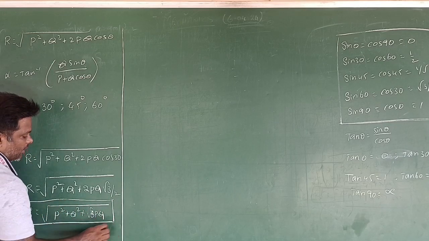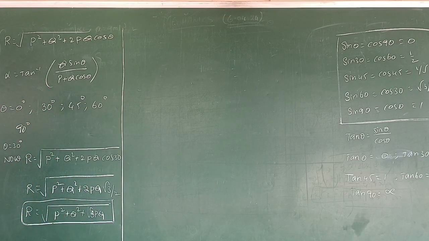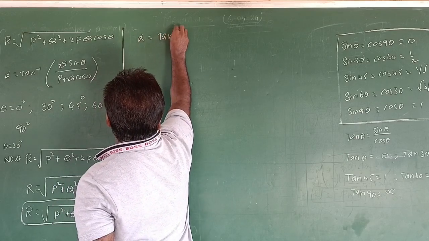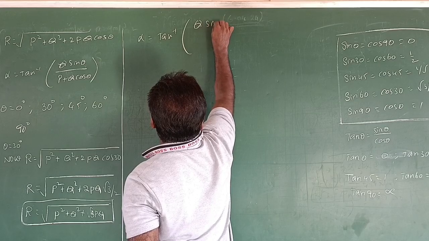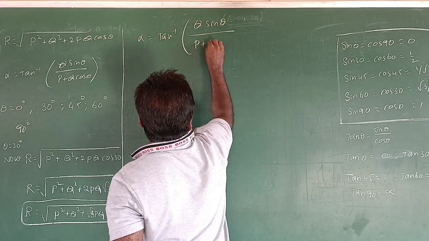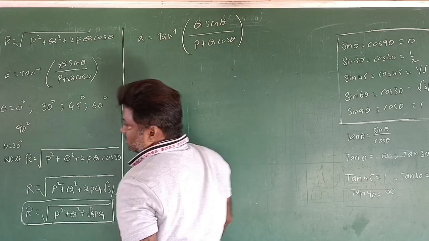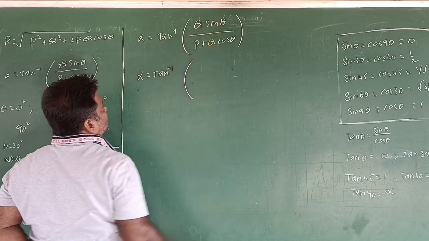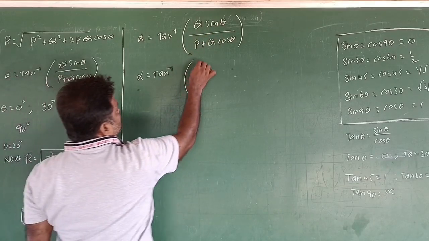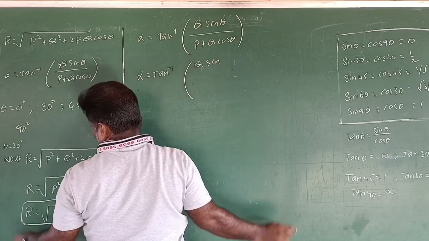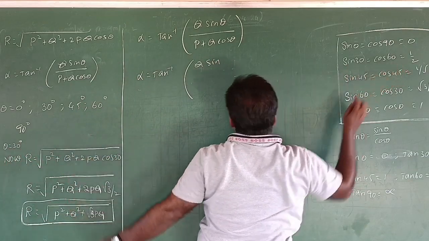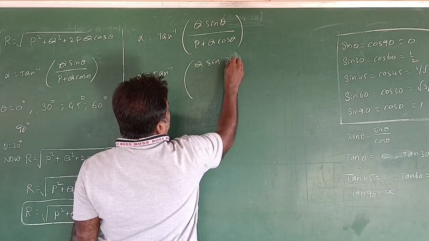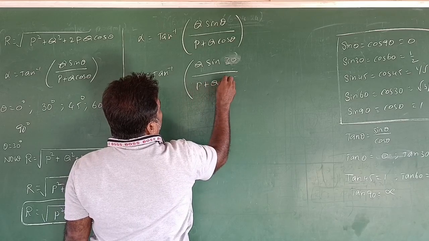R. Now, what is the value of alpha? Alpha, for the same value of theta. Alpha is equal to tan inverse q sin theta by p plus q cos theta. Q sin theta means theta is how much? 30 degrees. Sin 30, 1 by 2. And substitute here the first values of this one. P plus q cos 30.